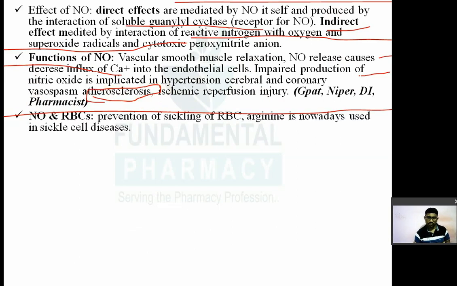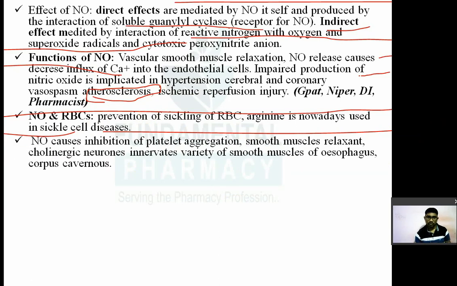Now next is nitric oxide and RBCs. Nitric oxide RBC में भी होता है, red blood cell में. So nitric oxide has a role in the RBC, so it will prevent the sickling of RBC. So RBC का जो shape change होता है, sickle cell anemia में जो sickling होता है सेल का, that will be prevented by this nitric oxide. So it will prevent the sickling of RBC, and therefore this arginine amino acid is nowadays used in sickle cell anemia. Now nitric oxide causes the inhibition of platelet aggregation.